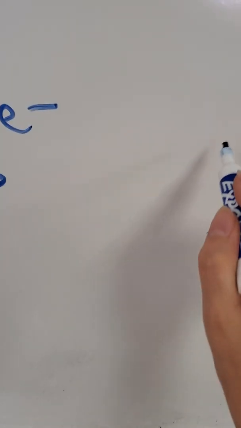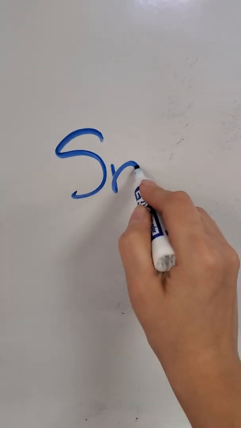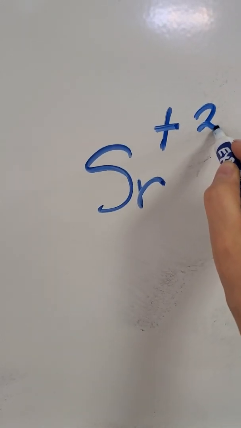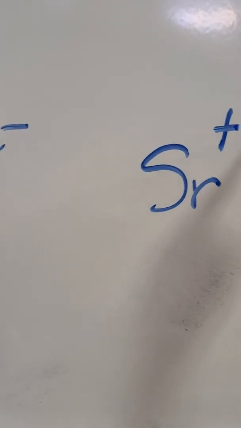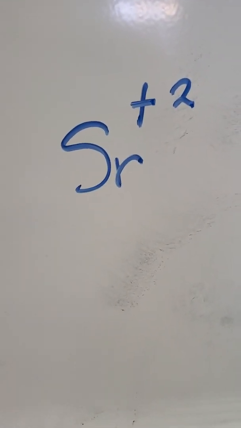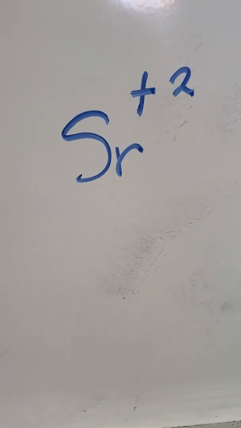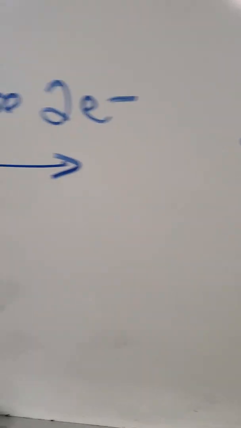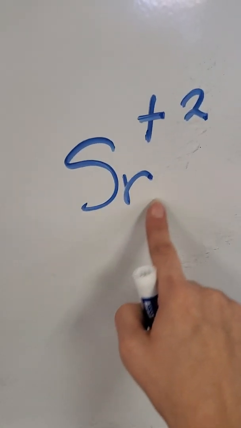And when strontium loses 2 electrons, it becomes strontium. It lost electrons, so now it's positive, and it lost 2, so it's positive 2. This is the Lewis structure for strontium positive 2. So it looks just like the regular formula that we always do, but for nonmetals it'll look a little different. So it has no valence electrons, so I didn't draw any.